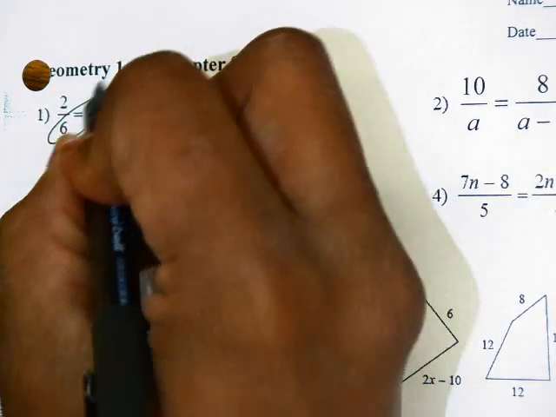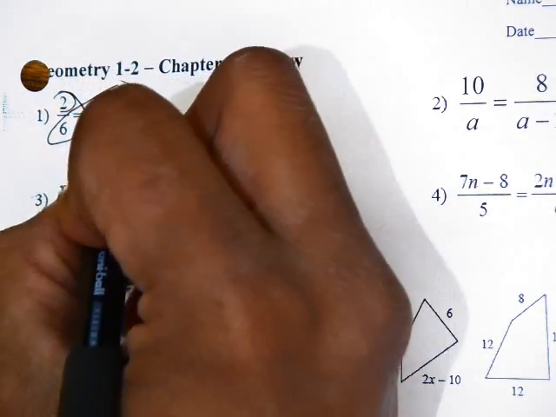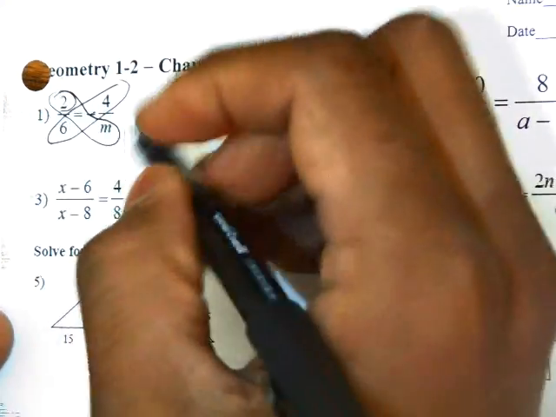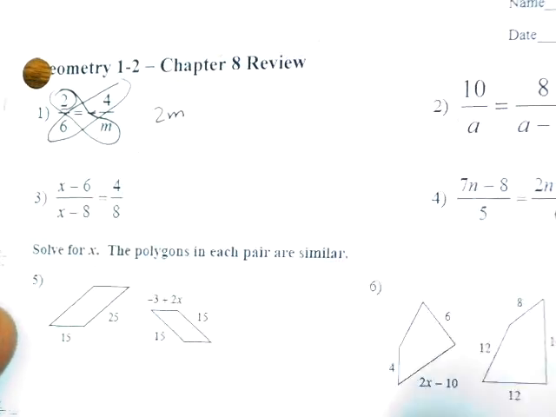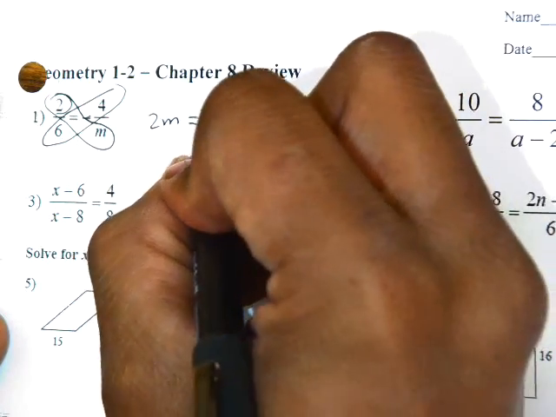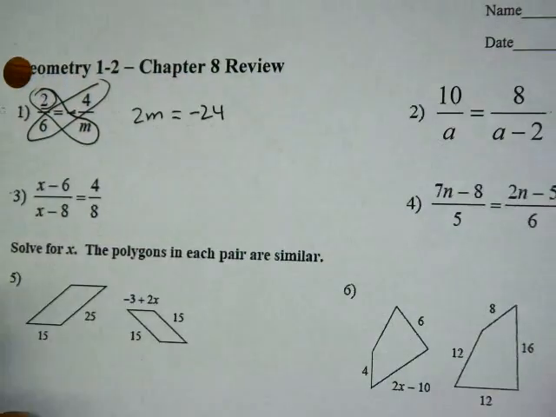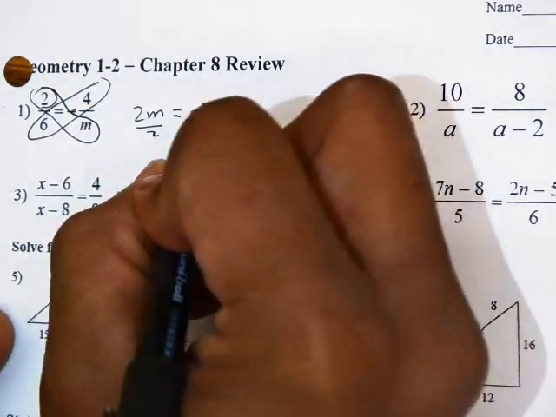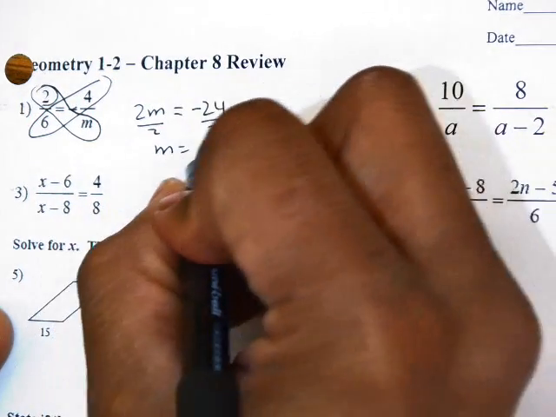So when I cross multiply, when I multiply these, I have 2 times m, which is 2m. And then I have 6 times negative 4, which is negative 24. Then I'll divide both sides by 2, and get that m is equal to negative 12.